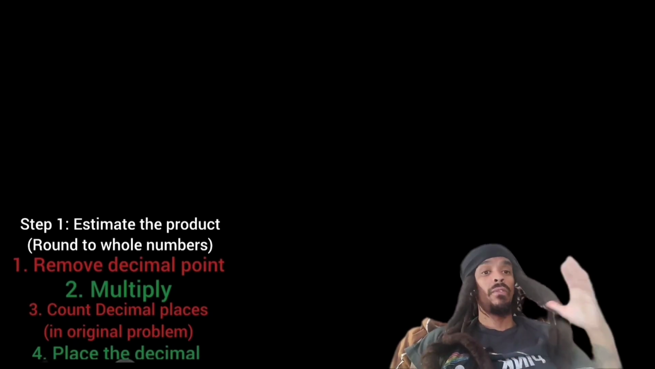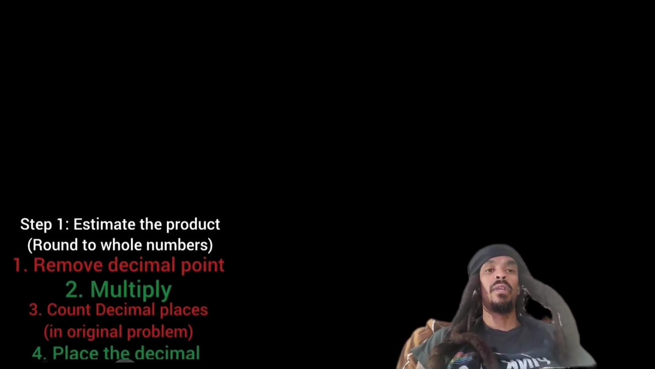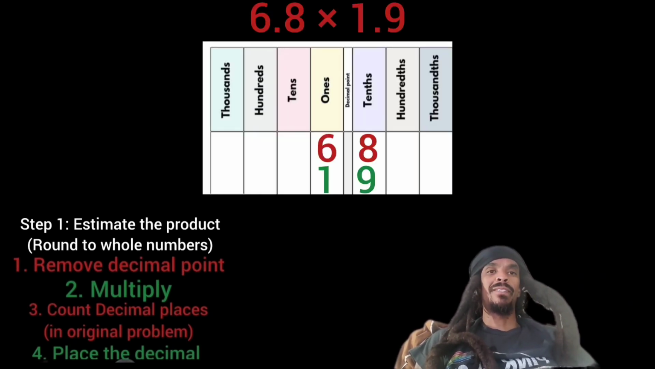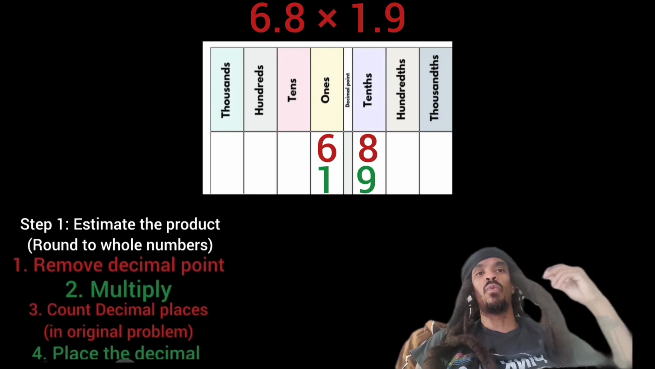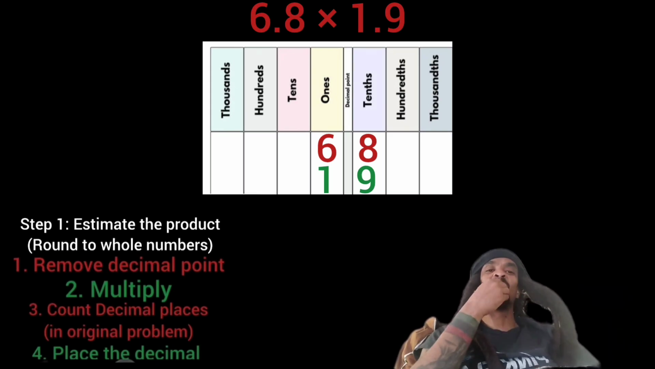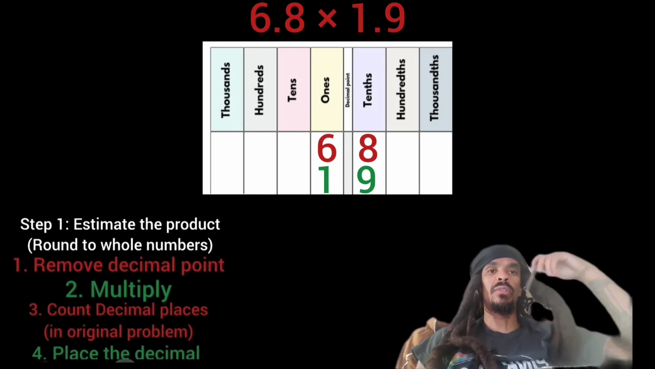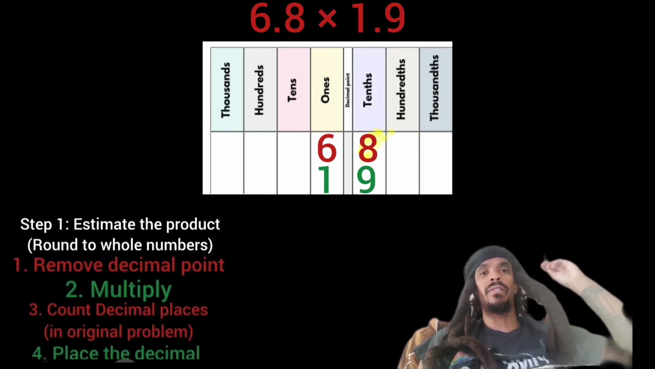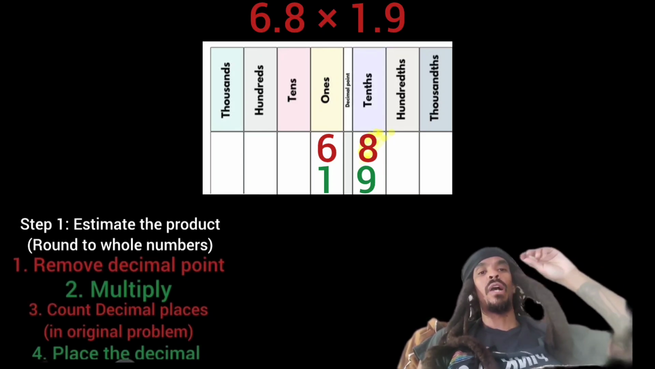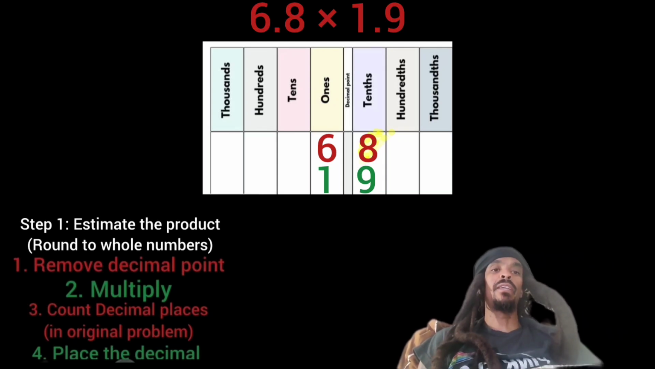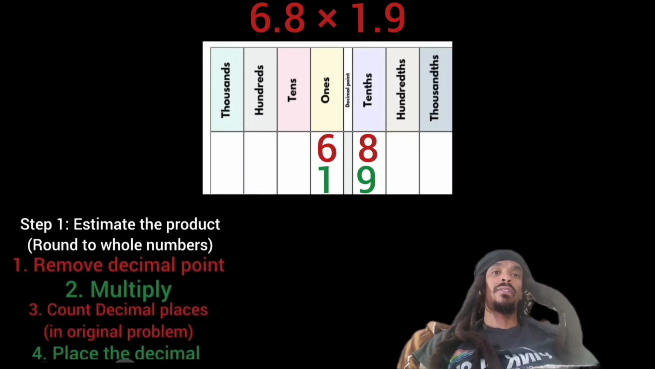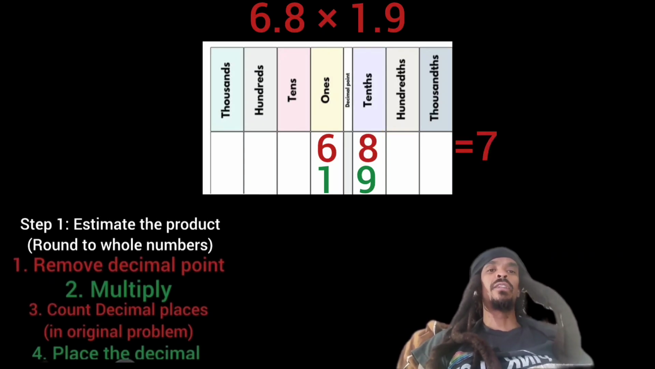Like I said, our first thing is to estimate. So I'm going to put these two numbers in my place value chart. We have 6 and 8/10, and we have 1 and 9/10. When we look at 6 and 8/10, we're trying to round to the nearest whole number, which is our ones place, which means our tenths place is going to tell us whether that 6 is going to rest at 6 or rise to 7. And since our 8 in the tenths place is higher than 5, we're going to round 6 and 8/10 to 7.